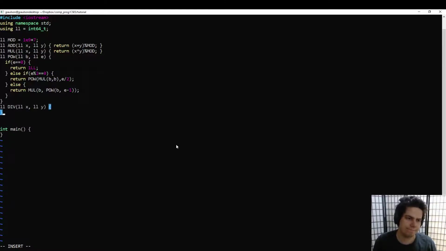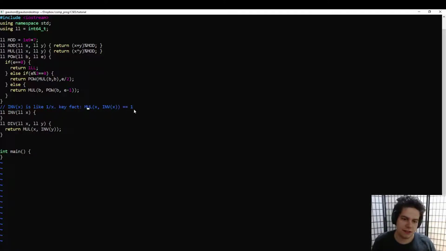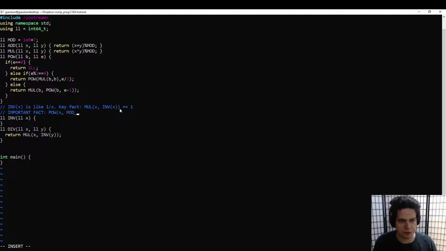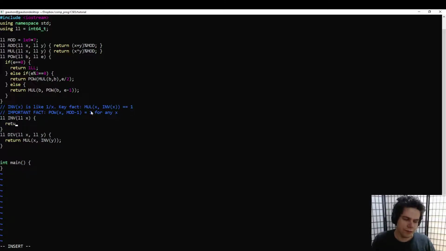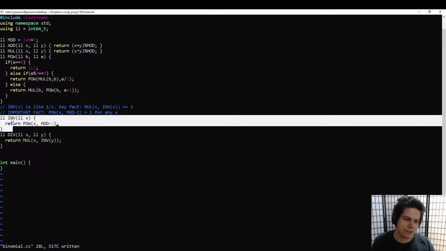Now how do we do division? The way we do division is that we multiply x by the inverse of y. This is the thing that we want to do here. And so how do we find the inverse of x? Well, x to the mod minus 1 is 1 for any x. I'm not going to try and prove this right now, but this is an important fact about number theory. And if you believe me about that, then here's how we can find the inverse.